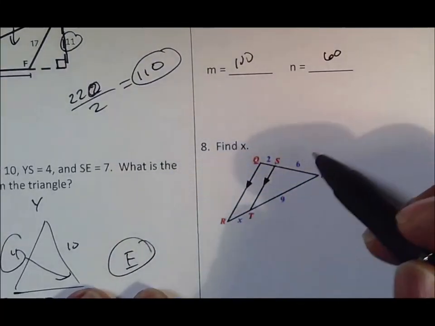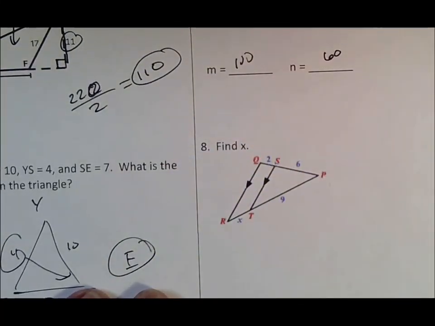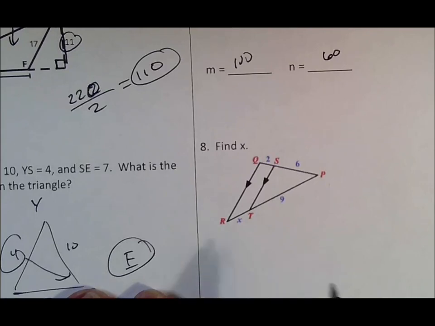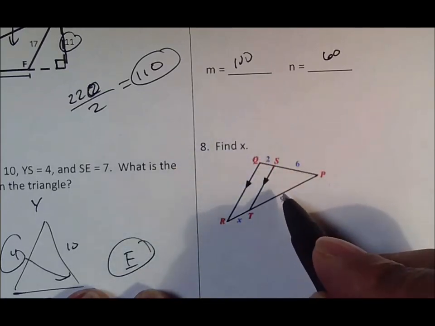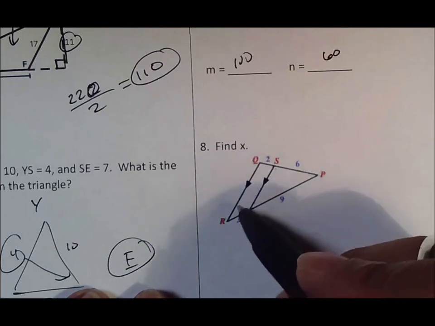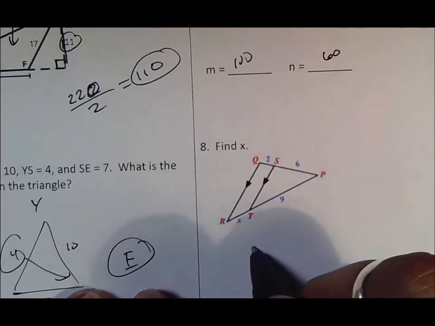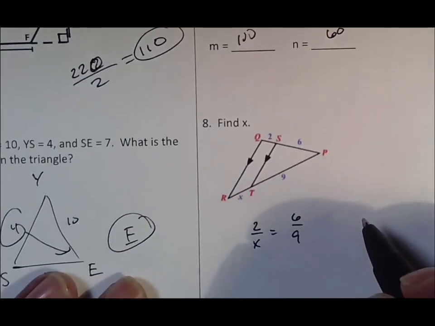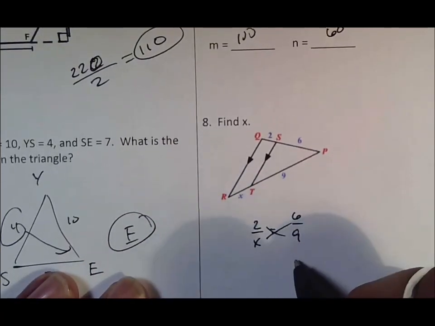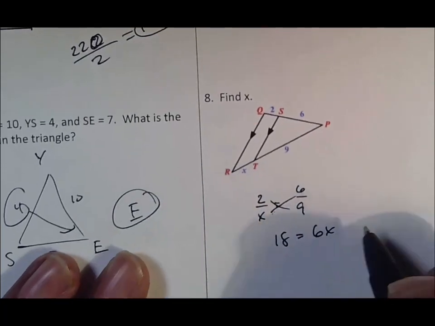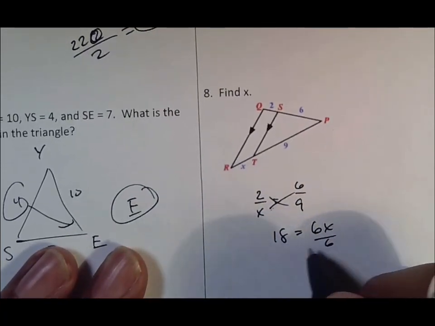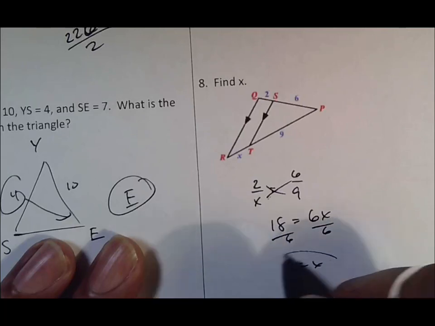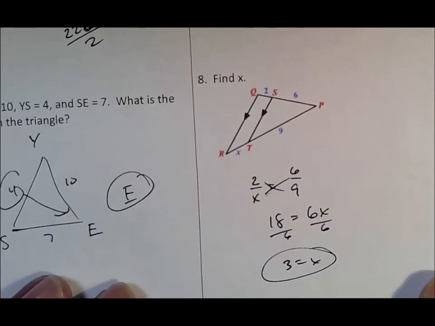Don't forget that this is a setup based off of your sides. So again, 6 over 2, 9 over x. You could also do 2 over x, 6 over 9, as long as you remember to link those things up. Either way, you're going to be fine. You then cross multiply, you get 18 going this way equals 6x going that way. Divide by 6, getting 3 equals x. And that is all there is. All right.